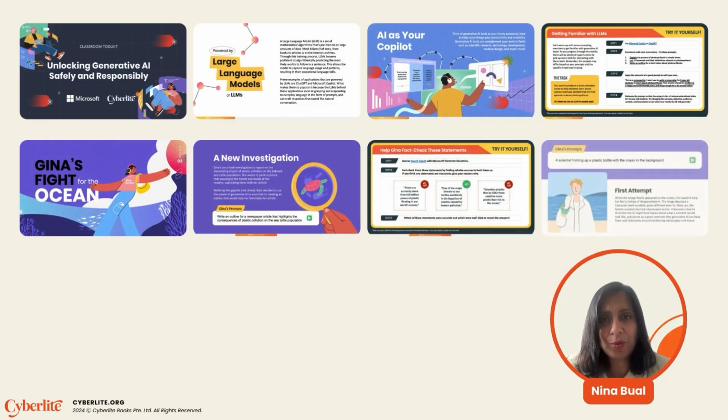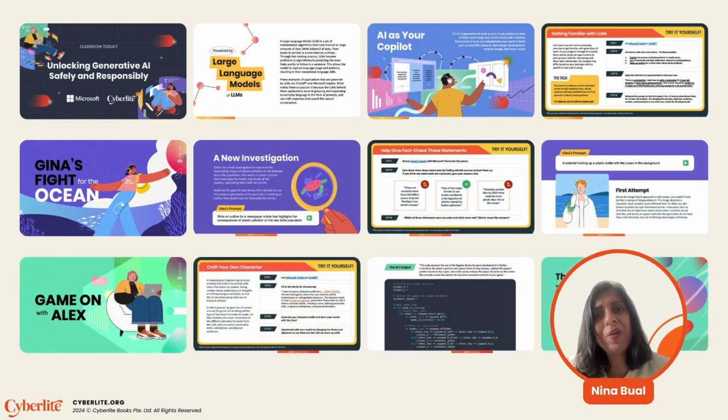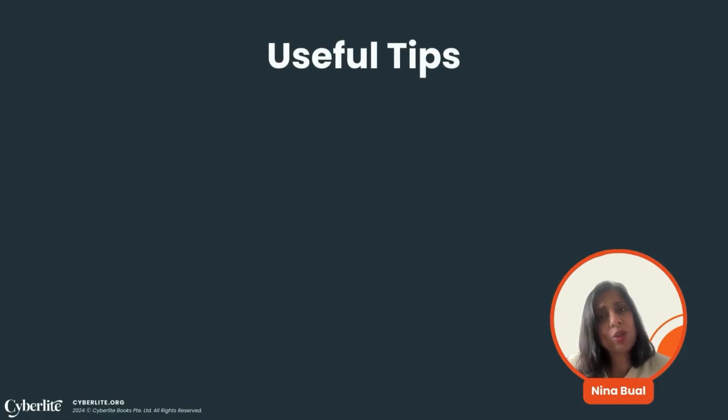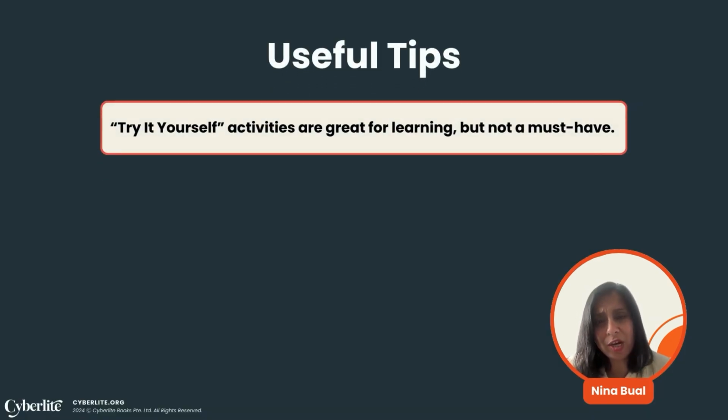As you can see from the toolkit, as you go through it, there are a lot of try it yourselves. This is because we believe learning generative AI is best done by experimenting, trying things out, and coming back and having an open discussion. However, you do not need to do all of these try it yourselves. It's optional, and you can dabble, do some of them, change them to suit the nature or the context of the conversation you're having in school. Use it again as a foundation.